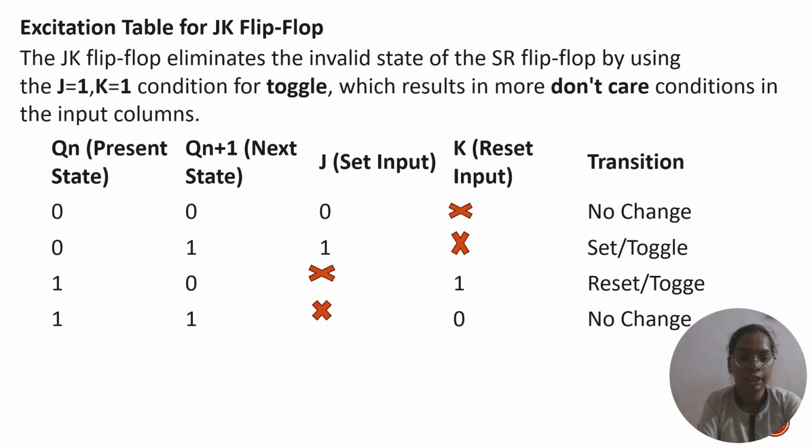Excitation table of JK flip-flop. The JK flip-flop eliminates the invalid state of SR flip-flop by using J equals to 1, K equals to 1 condition for toggle, which results in more don't care conditions in the input column, which is shown below.